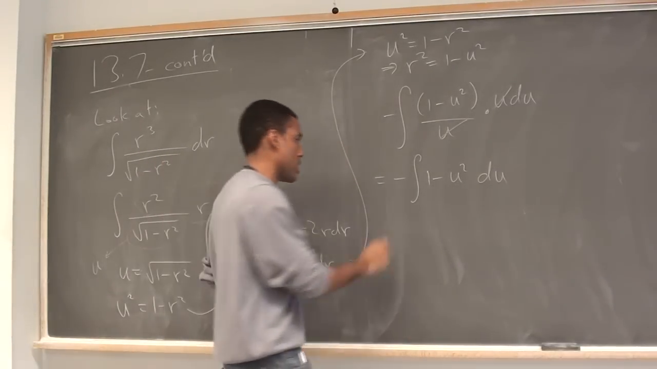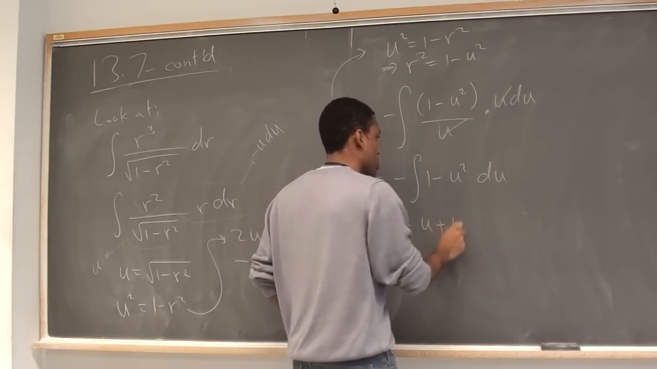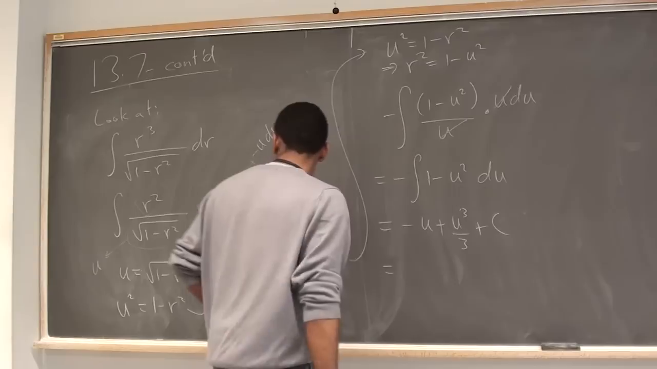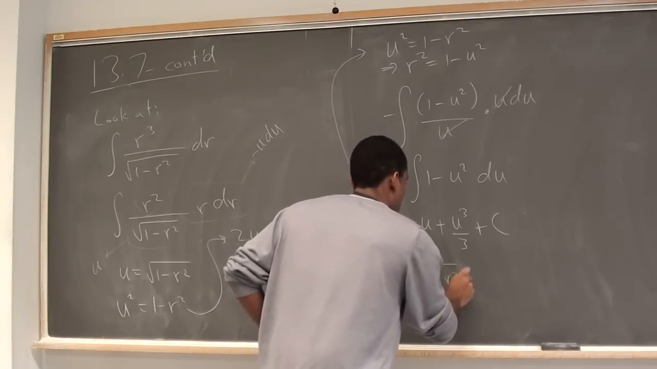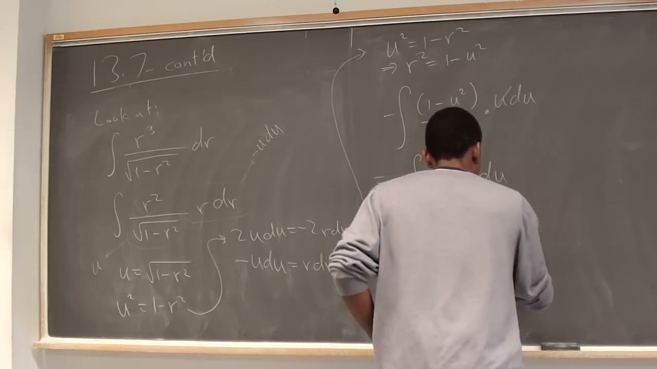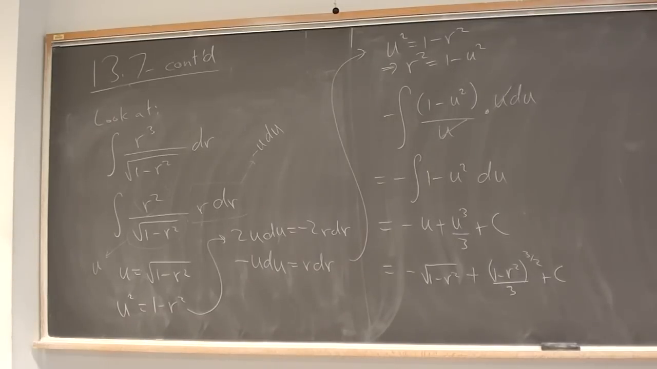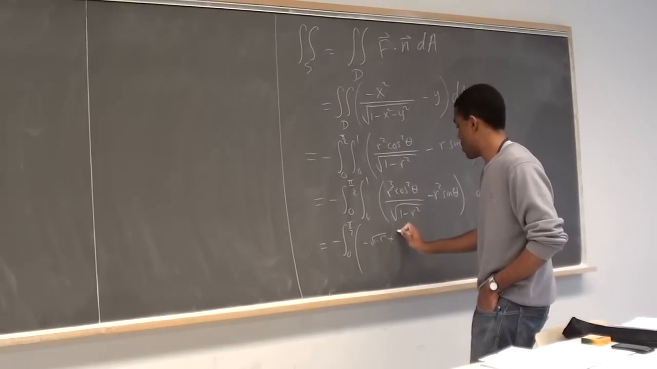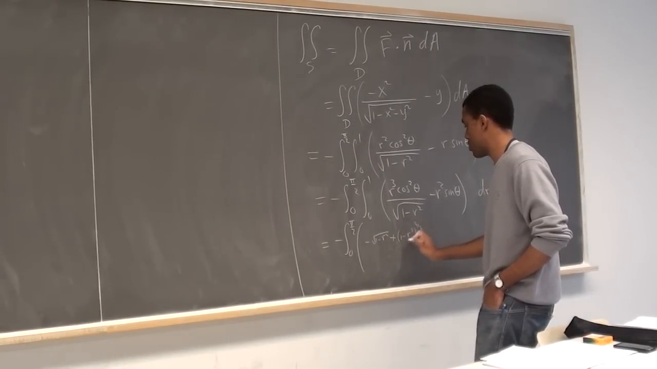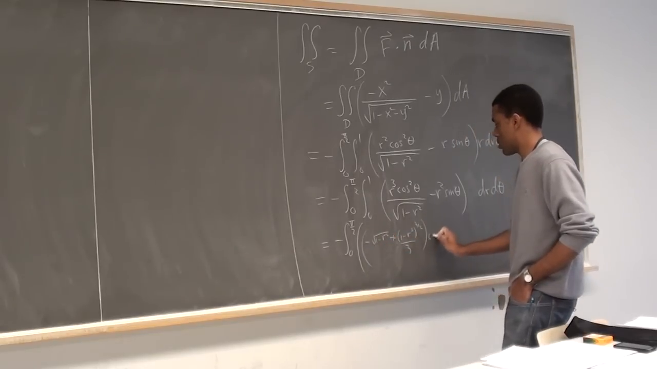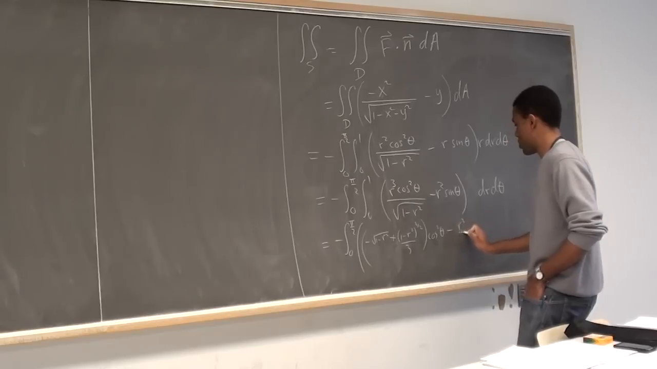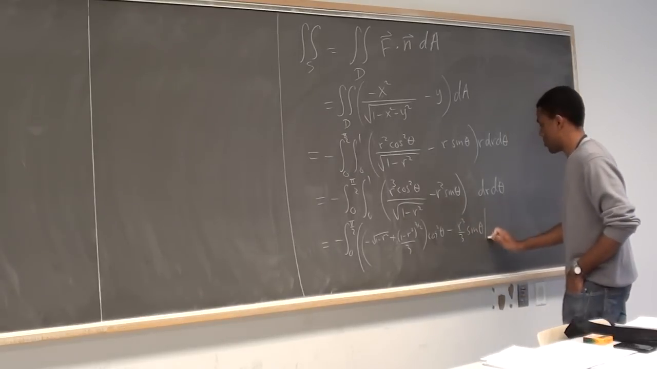Your trig sub would not look very nice. And so this would be minus u plus u cubed over 3, and your u is the radical of 1 minus r squared. So this would be minus the radical of 1 minus r squared, plus 1 minus r squared to the 3 halves over 3, times cosine squared, minus r cubed over 3 sine, between 0 and 1.